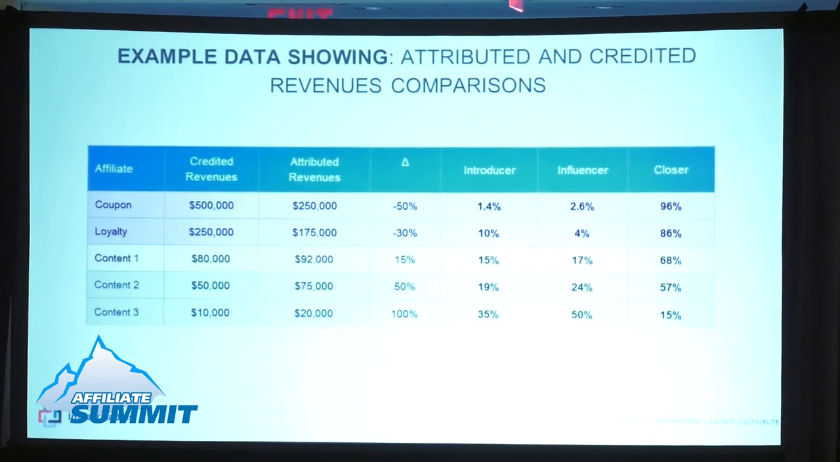So again, here we've got not so much influence, but maybe a little more introduction. Now, this one in the middle is plus or minus 15-20%. That's pretty much fairly valuing them. And you can see there's a good bit of introduction and influence, and still a lot of closing.